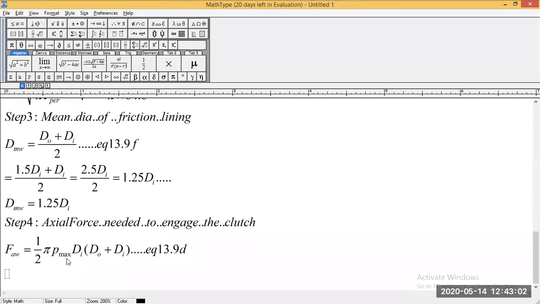Right? So we need to get P max here to find the axial force. We also don't know the interior and the outer diameter. So what we'll do is find everything in terms of pi. But first we need to find P max here. So what is P max?